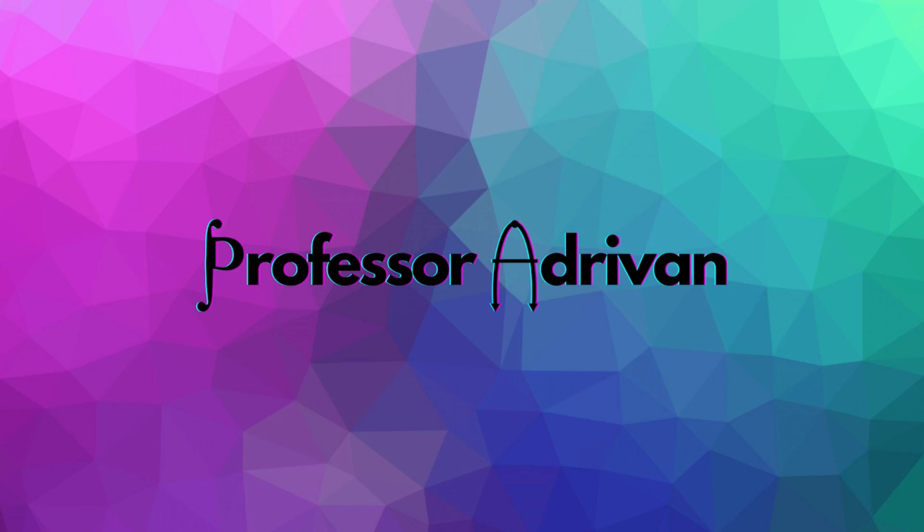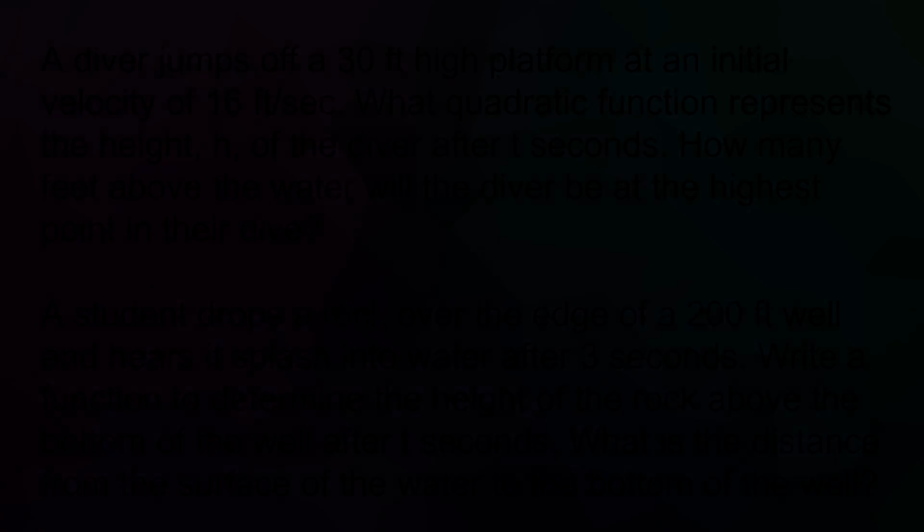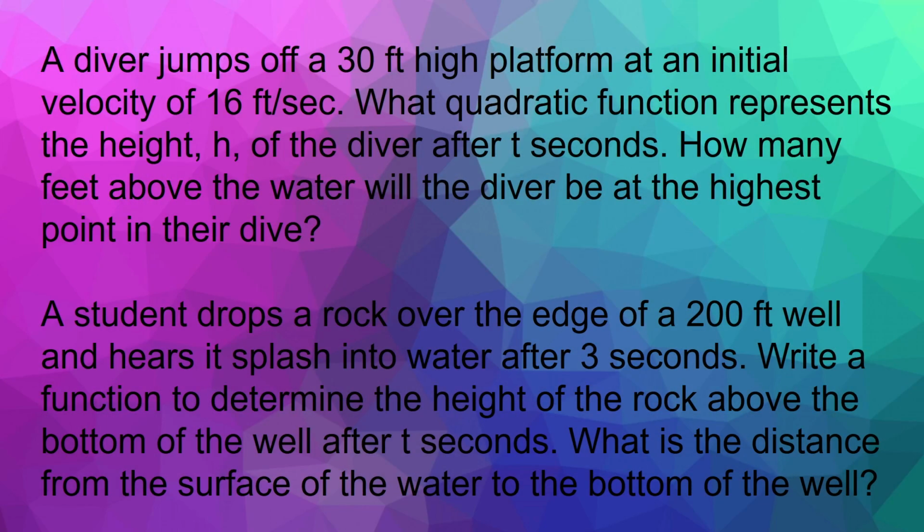In this video I want to talk about vertical motion models. We're going to use this quadratic model to identify the height or the amount of time that it takes something to fall or something that is being thrown up in the air. We can model it with this quadratic equation. We're going to be doing word problems in this video, so these are the two word problems that we're going to do.